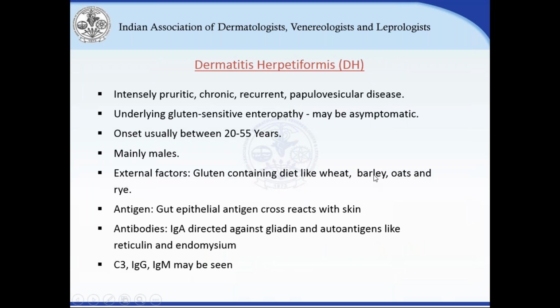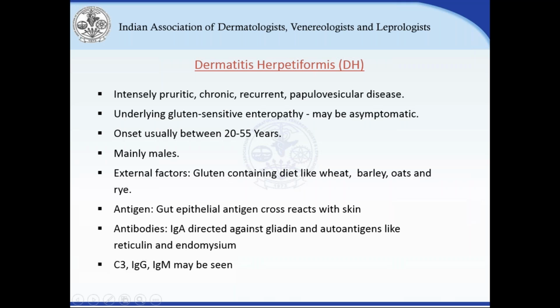Dermatitis herpetiformis. You must have heard the name of this disease, and it is associated with celiac disease. Now, dermatitis herpetiformis patients can present without celiac disease also. They just need to have gluten sensitivity. They need not have the entire manifestations of celiac disease. Not all patients with gluten sensitivity will have celiac disease, but histopathological changes of celiac disease will be present.